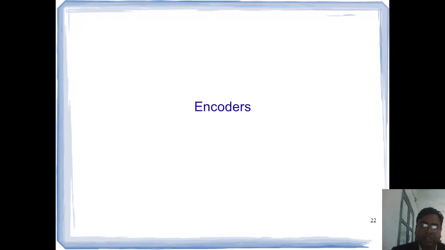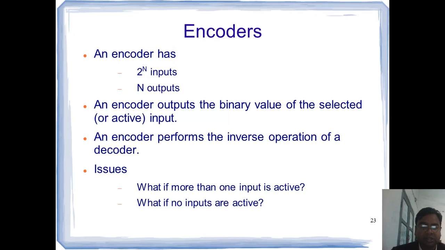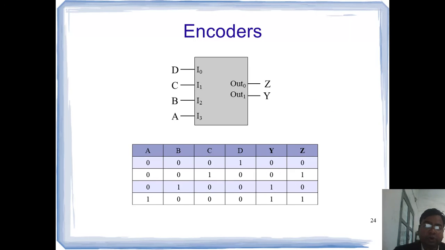Next, our topic is the encoder. The encoder is similar to the decoder, just the reverse of the decoder. In the decoder we have n inputs and 2 raised to power n outputs. In the encoder we have 2 raised to power n inputs and correspondingly n outputs. So this is just the inverse of the decoder. In this we have 4 inputs and 2 outputs. This is your 4:2 encoder.